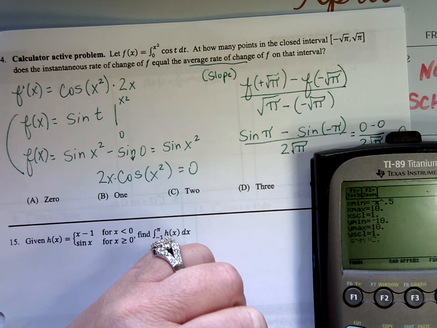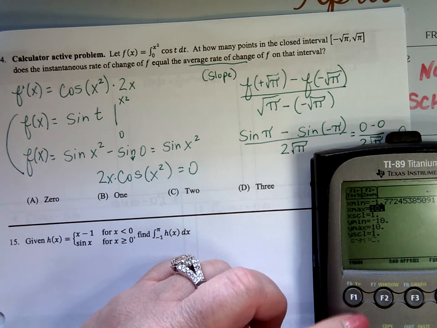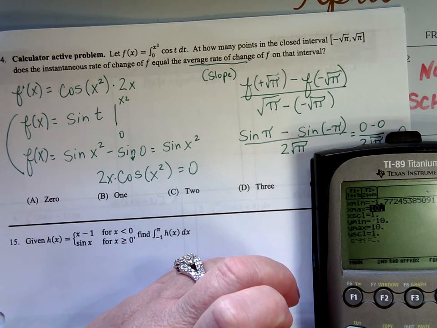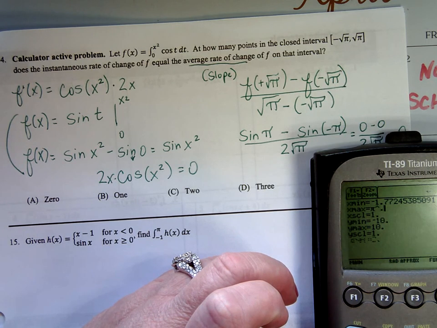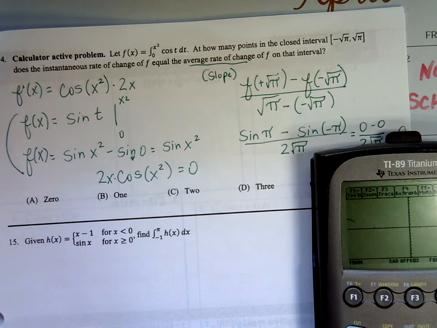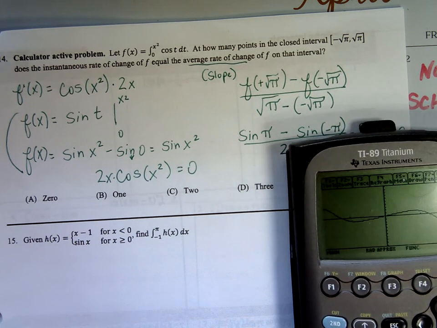And I put positive for my other x max. It's probably just the same value, that 1.77, pi to the 1/2. Okay. And then I graphed it again, so that my window only shows the values between the negative square root of pi and the positive square root of pi. And the question is, how many times does it equal 0? And we say 3. You got 3 locations where it crosses the x-axis. 1, 2, 3. There it is. So your answer should be D.